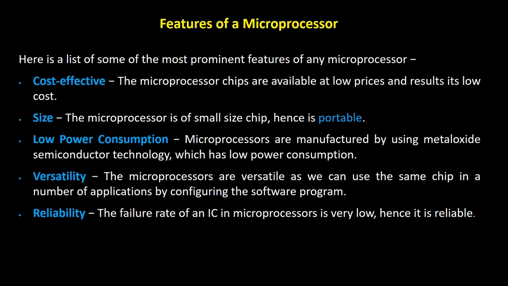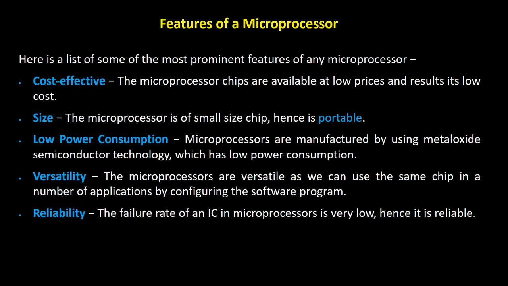2. Size and portability. Microprocessors are incredibly small in size, making them easy to incorporate into a variety of devices. This portability allows for the creation of lightweight and compact devices that can be carried around anywhere. 3. Low power consumption. Microprocessors are designed using metal oxide semiconductor technology, which has low power consumption. This means that devices using microprocessors consume less power and have longer battery life.